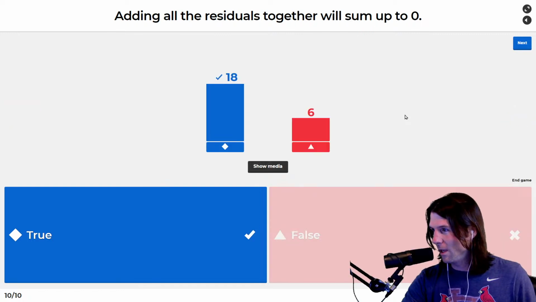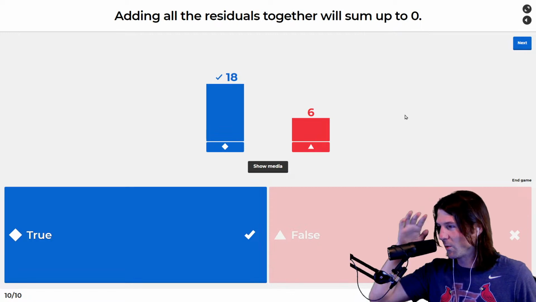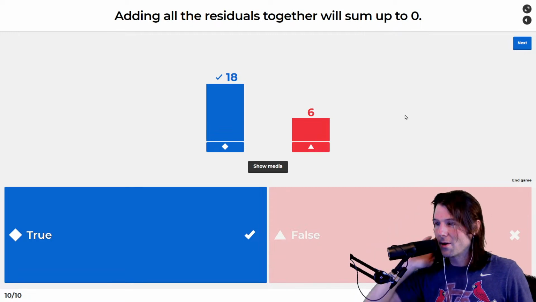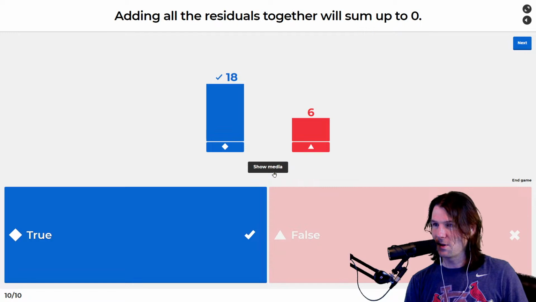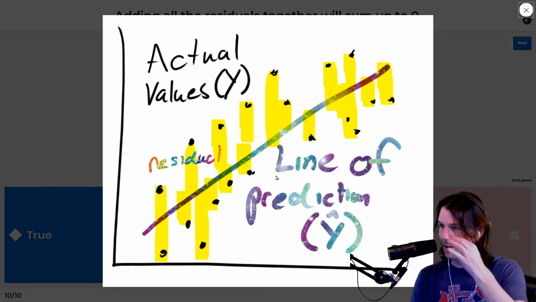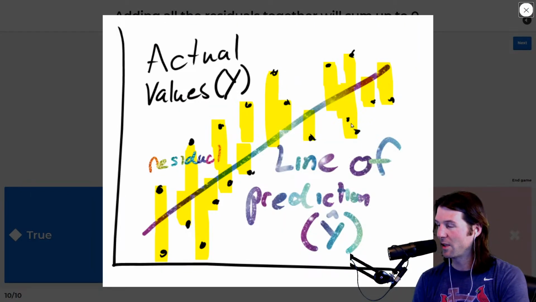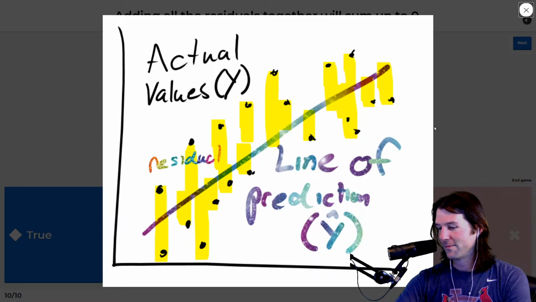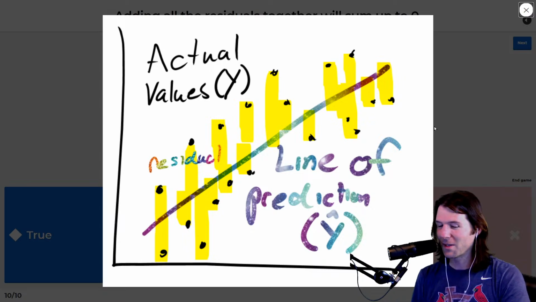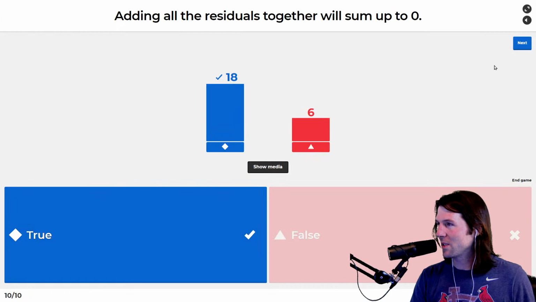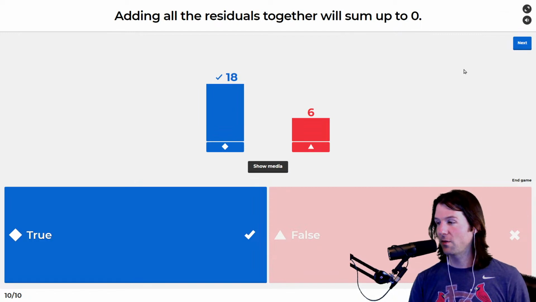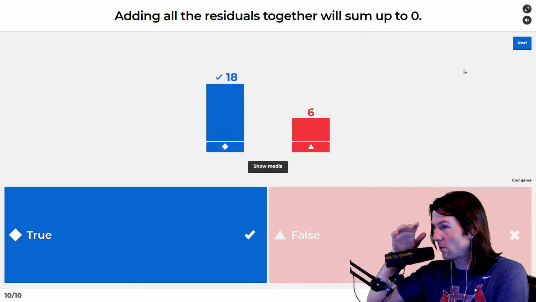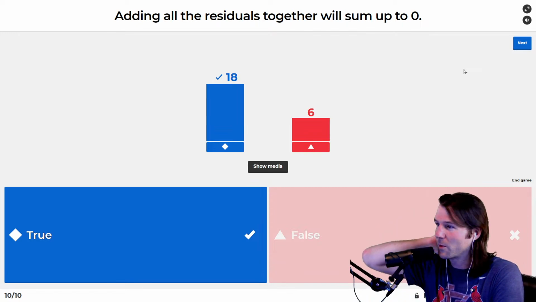Yes, it is called the line of best fit for a reason. There are positive and negative residuals. If you notice right here, some of these go above, some of these go below. Fade out the music. The line of best fit minimizes the residuals, and all the residuals will sum to 0. That is very, very key right there. So the line of best fit has all the residuals sum up to 0, and it's called the line of best fit, the regression line.